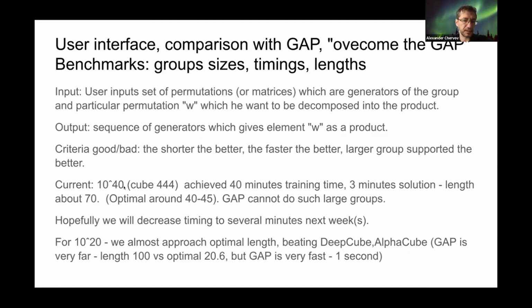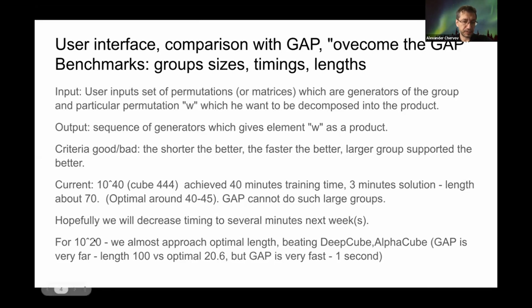Currently, we can support groups of order 10 to the power 40. This is, for example, the 4x4 cube. We are achieving it with a training time of about 40 minutes now, and a solution time of about 3 minutes. The length is about 70, while optimal is around 40. So we are quite far from optimal now with these parameters, but we are improving. The computer algebra system GAP cannot handle such large groups. Hopefully next week we will improve the speed to something like several minutes. I think this is quite possible.